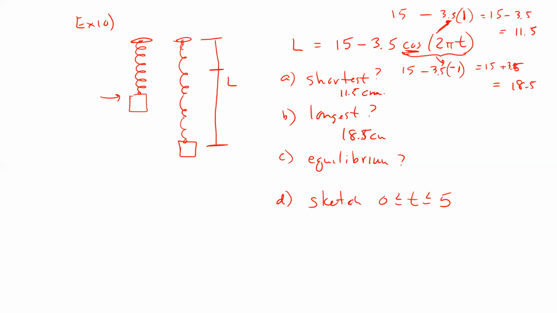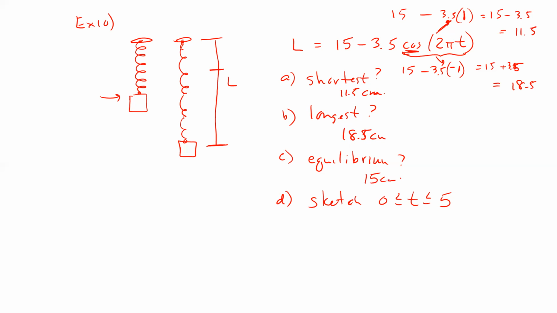Okay, equilibrium point. How long is the coil sitting if we're not moving it? It goes just right in the middle. How would we find that one? Just whatever is in the middle of 11.5 and 18.5. Sure, yeah, right, because it oscillates between the two, therefore the middle is going to be that right there. Talk to me, what would that be? 15.